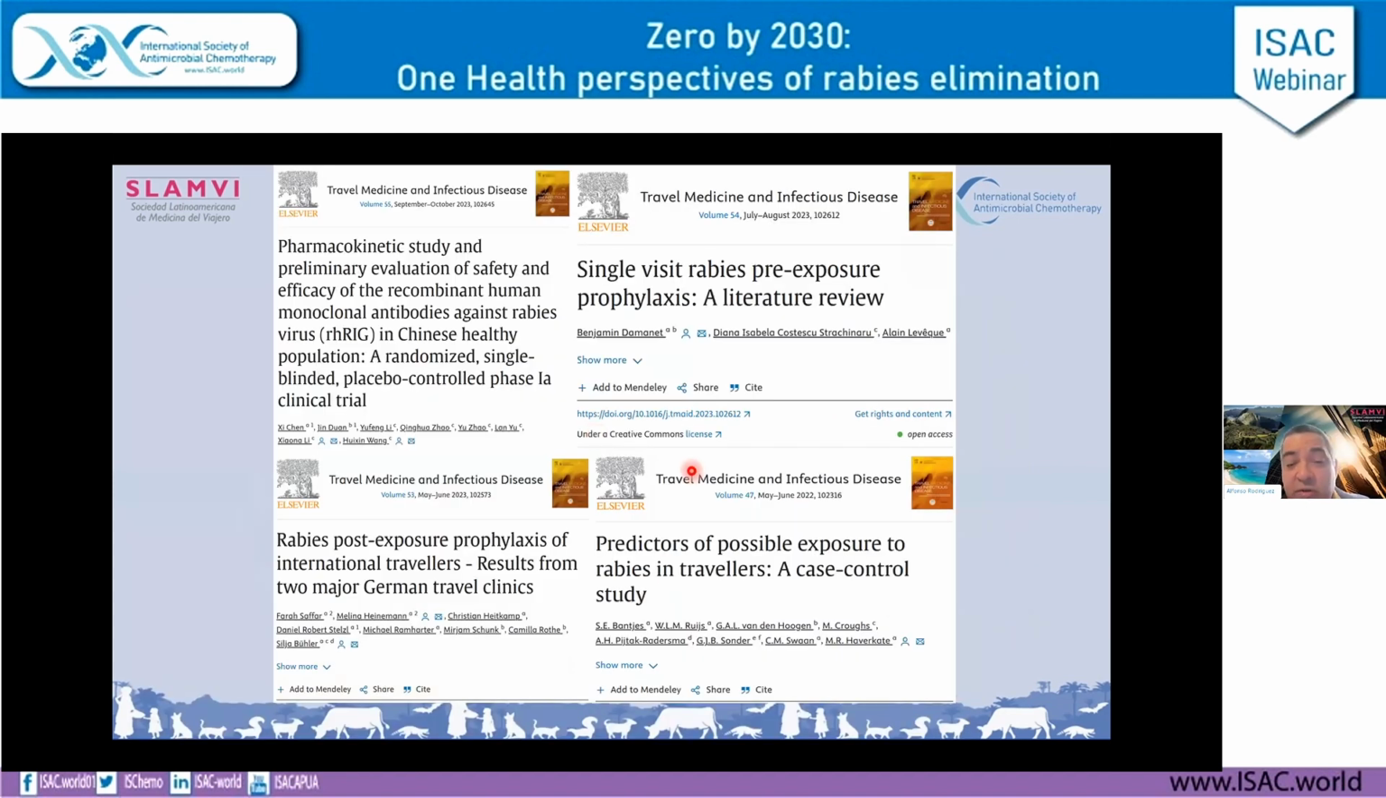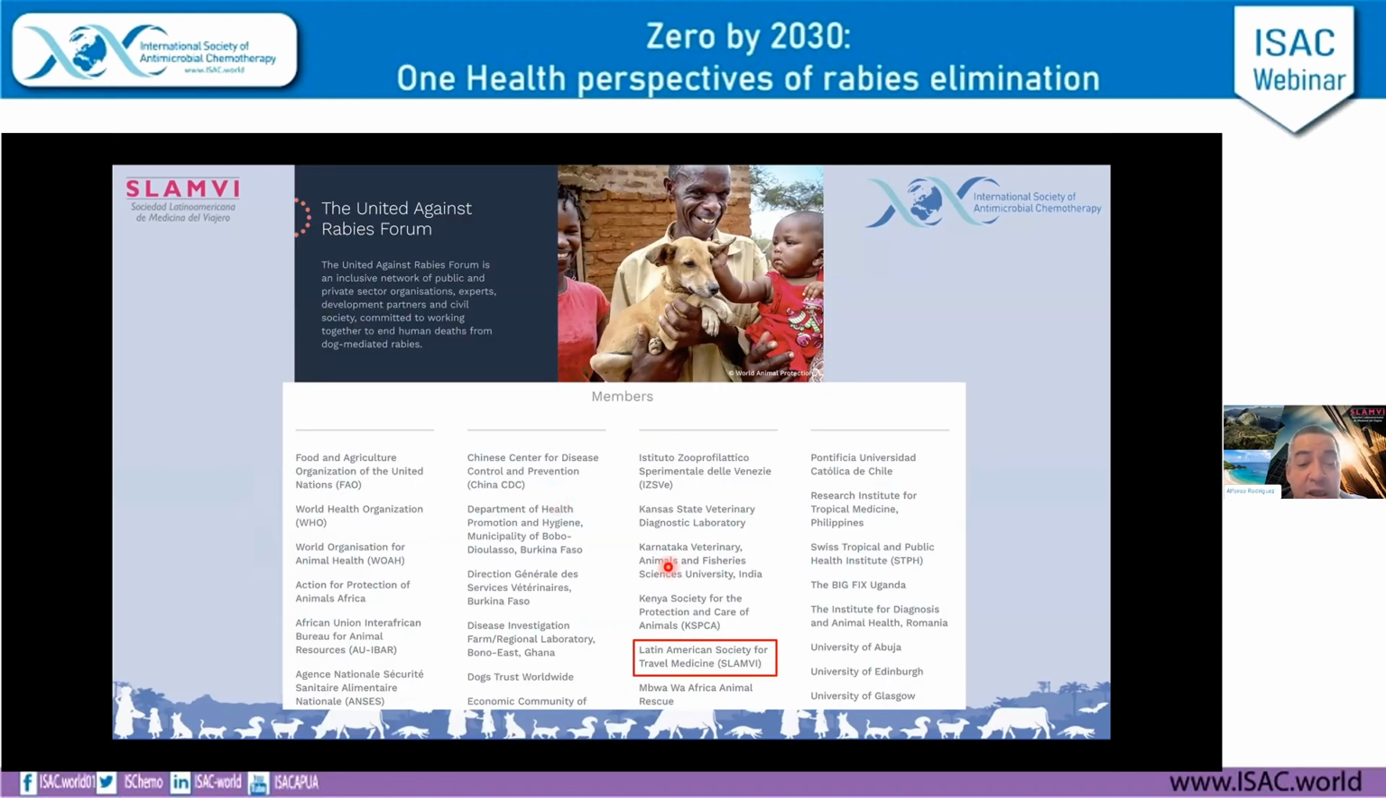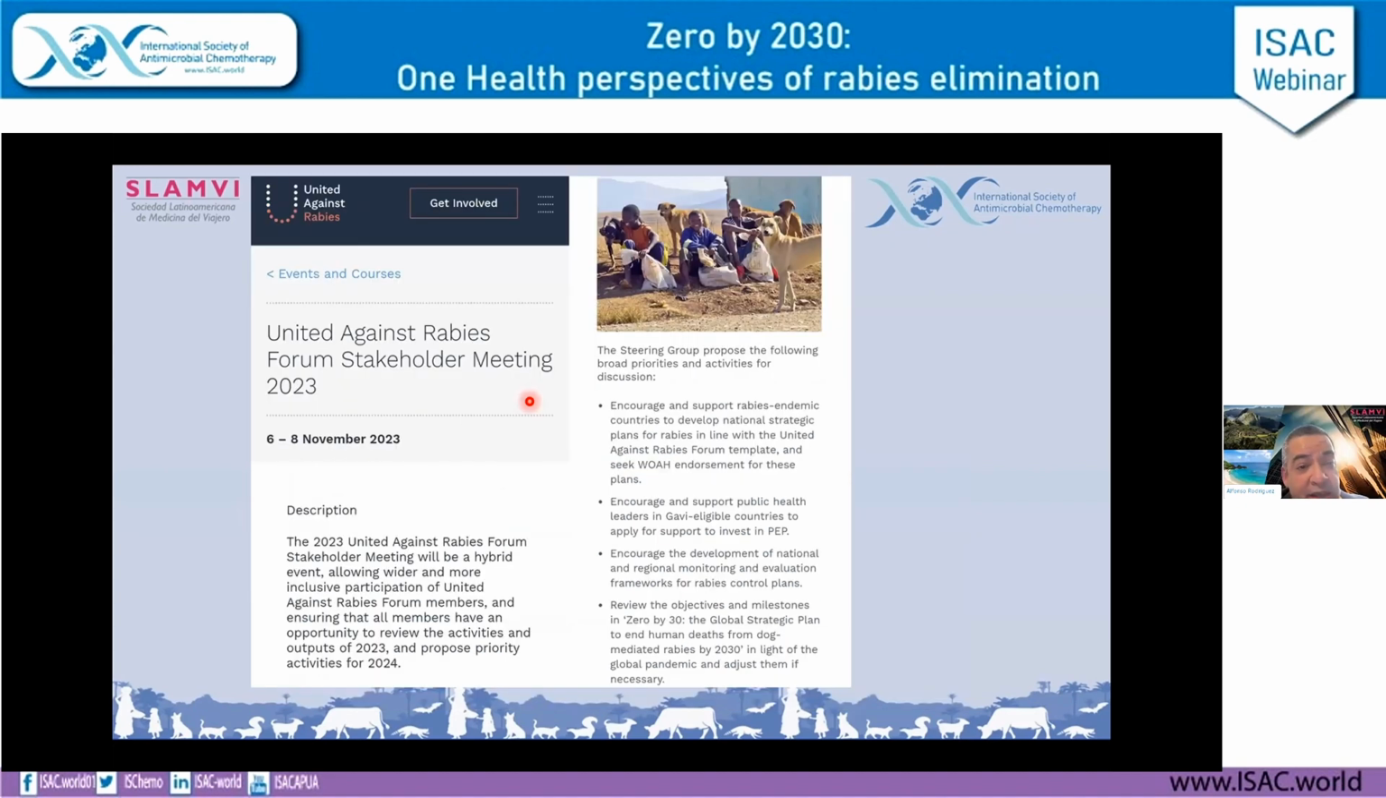And it still is important to consider more research and generation of evidence to highlight the situation. On September 28th, for example, the Global Rabies Day, in the Latin American Society for Travel Medicine, we highlight that, especially because among travelers, this is important. And we are part right now of the United Against Rabies Forum, which is interesting, as this week is having this forum, the stakeholder meeting. You may participate, it's online and free.